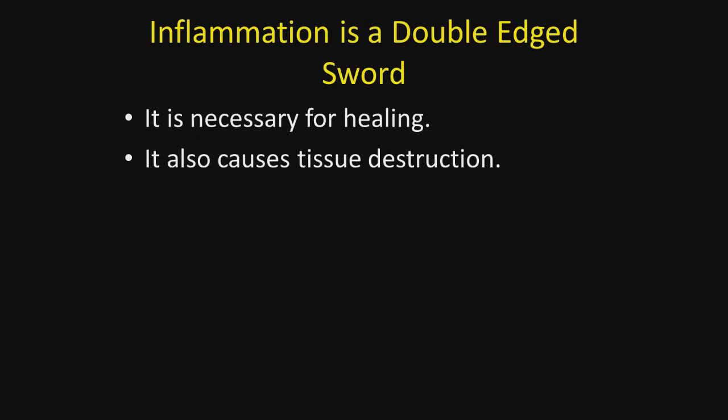Inflammation is a double-edged sword. It is necessary for healing and it also causes tissue destruction. For instance, if we slap our hand and it turns red, that is a necessary response for healing. By the same token, bacteria cause tissue destruction, the other edge of that double-edged sword.